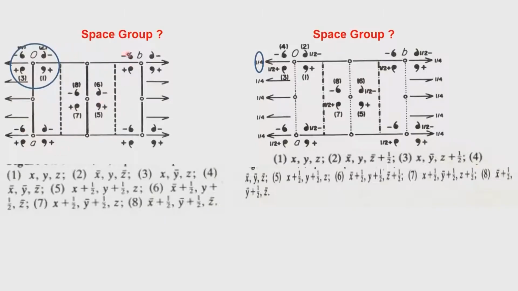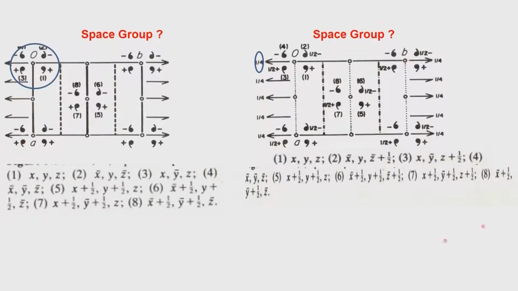Once we have any axis at 1/4, we will automatically have the same axis at 3/4, and that is what is marked here. You have the 1/4 and you also have the 3/4. Similarly, the 2, 1 screw axis appears at 1/4 and 3/4. So, therefore, the space group is C2 by M.